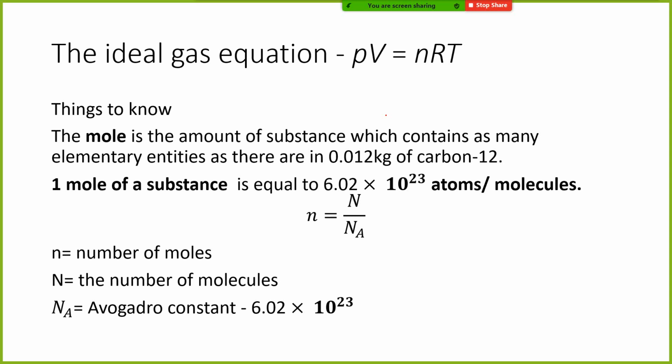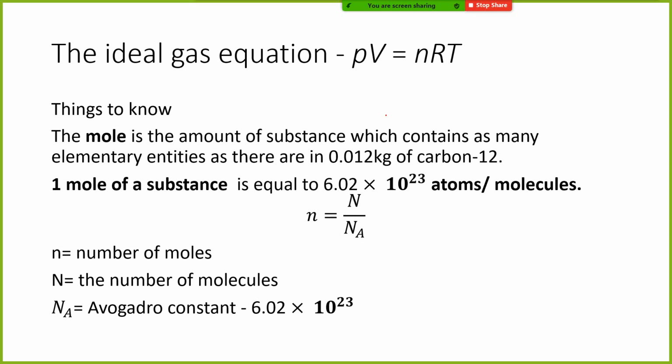So that's what a mole is equal to. Now, a mole of a substance is equal to 6.02 times 10 to the 23rd atoms or molecules. And if some of you do chemistry, you know that that is what we call the Avogadro's constant, right? So that is the amount of atoms that is in 1 mole of a substance.